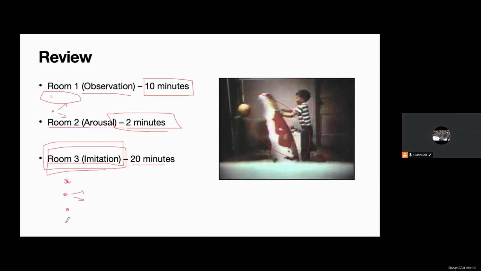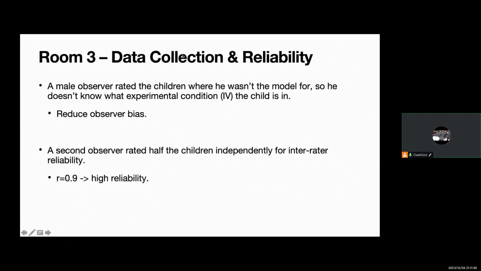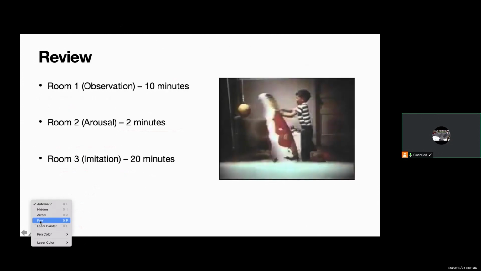And then we move on to 5 other categories, which is a lot of content, including partial imitation going to no imitation at all. And then after the 5, I think that's all, right? Yeah, then there's data collection and reliability, which I just talked about. This is a pretty simple one: just 2 observers observed, for inter-rater reliability, and that's all. So that's room 1, room 2, and room 3. Room 1 is about observation. Room 2 is about arousing aggression, and room 3 is about observing the imitation of aggressive behavior from the children.